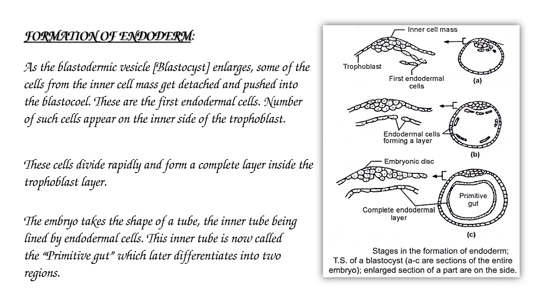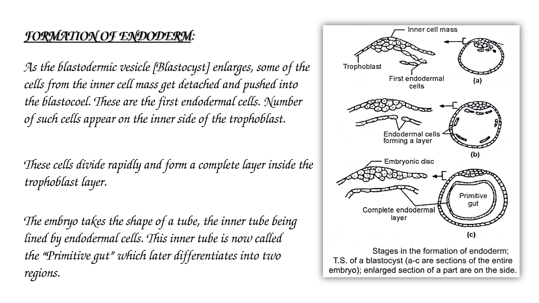Formation of endoderm. Already we discussed that gastrulation marks the beginning of differentiation of tissue, and the tissues are endoderm, mesoderm, and ectoderm. So in that, we will see how the formation of endoderm takes place during gastrulation. Now, as the blastodermic vesicle, also called the blastocyst, enlarges, some of the cells from the inner cell mass get detached and pushed into the blastocele. These are the first endodermal cells.